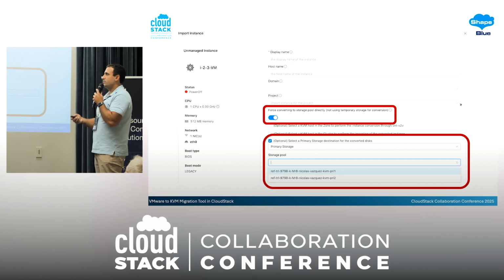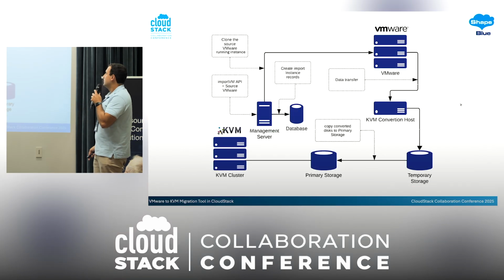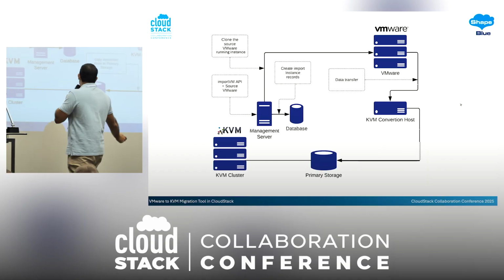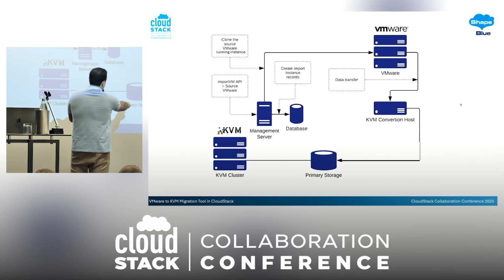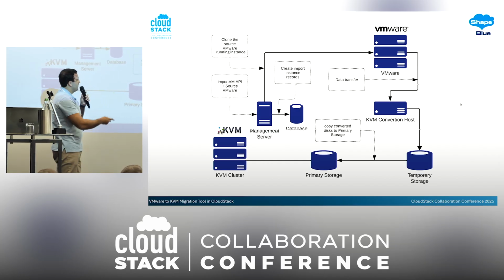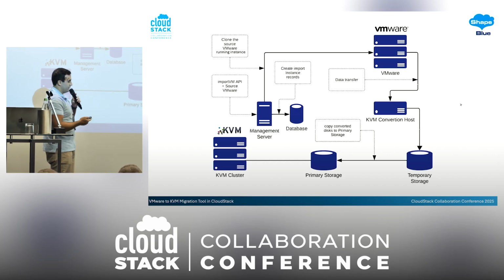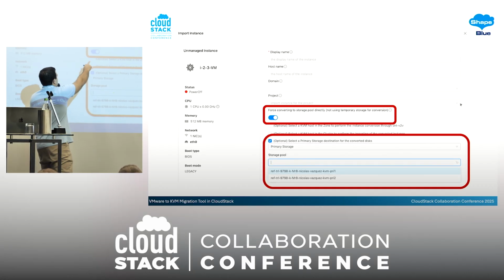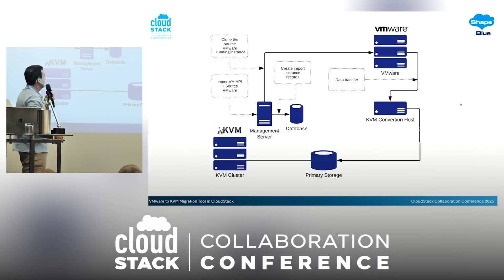And for the shared mount point, the destination pool needs to be accessible to the conversion host. So this was the original process, and now we allow writing directly into the primary storage without needing that temporary storage. That's by enabling this toggle, right? And we'll see it later in the demo.